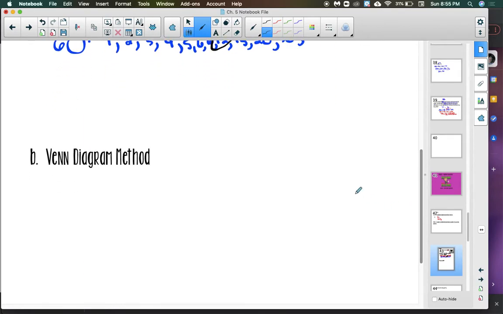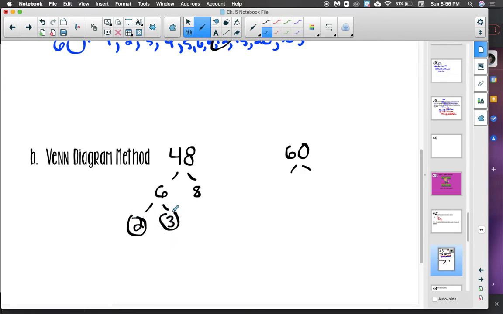There's another method called the Venn diagram method. This method is pretty great as well. In fact, I prefer this method for larger numbers, like maybe 480 and 600. What we do is start off with some factor trees. I like to start off with something like 6 and 8, where they're both close to the middle. Then 6 can be written as 2 times 3. Both of those numbers are prime, so I like to circle them.